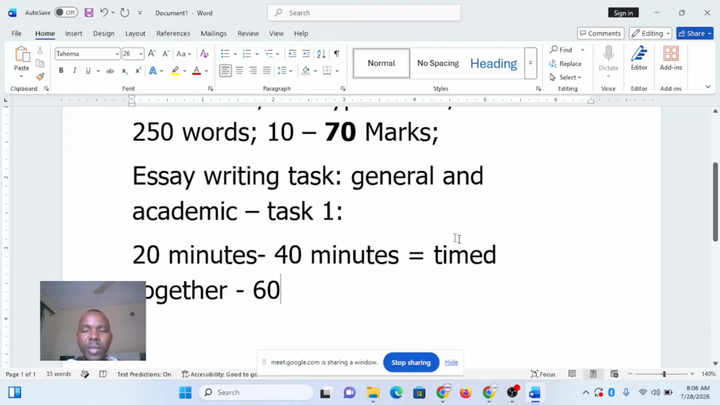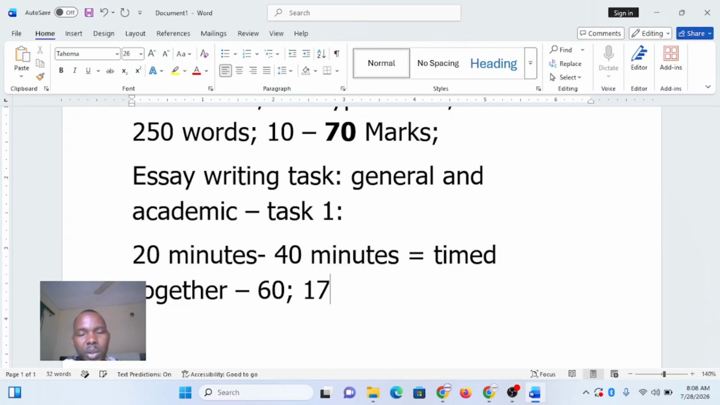The importance of this information is that when you finish, you may be able to finish your task 1 in 17 minutes. Don't wait for it to become 20 minutes before you start task 2. You can actually add the 3 minutes to your task 2 because they actually time it together. So once you finish your task 1, go into your task 2.